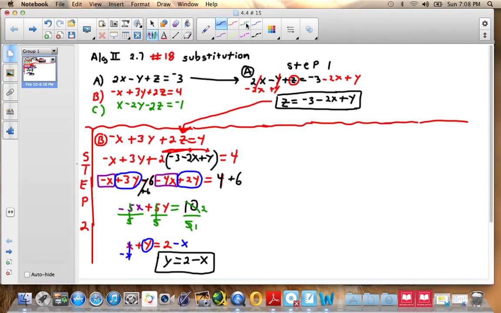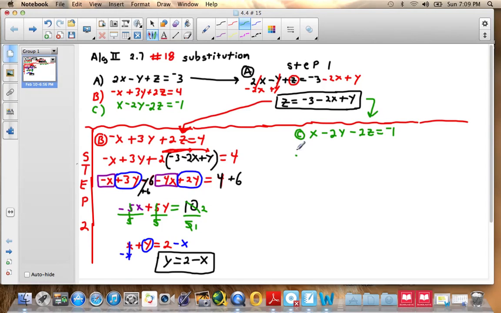So now the only equation I have left to deal with is equation C. I've done something with equation A in step 1, and then in step 2 I did some with equation B, and I'm going to do something with equation C also, and I'm going to include this. This is all going to be step 2. So now I'm going to do something with equation C. And equation C is x minus 2y minus 2z equaling negative 1. And so again, I have a value for z, right? So this whole thing becomes my value for z.